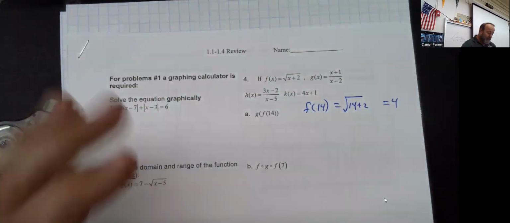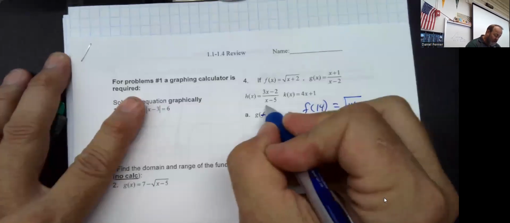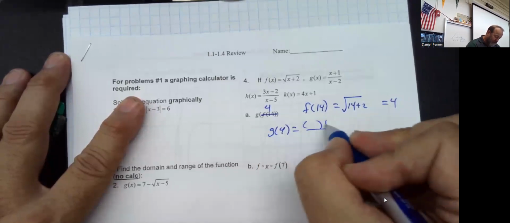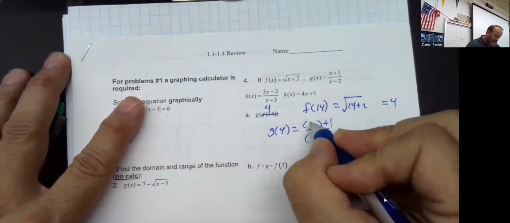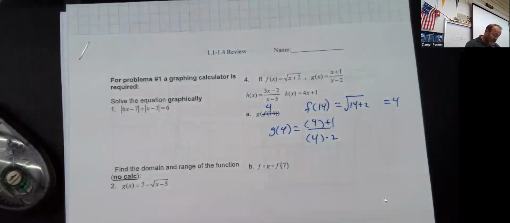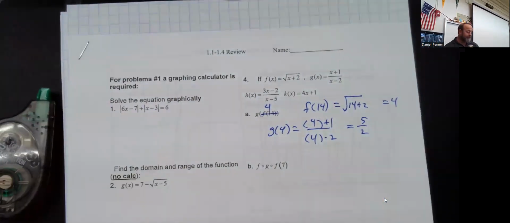points for that, okay? So we now know that f of 14 is the number 4, so I want to find now g of 4. So g is x plus 1 over x minus 2. Of course, we're going to replace both of those x's with the number 4. And we're looking at 5 over 2. We're good to go. Pretty simple problem.